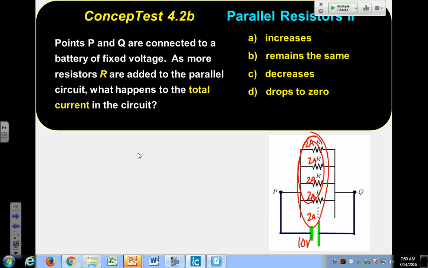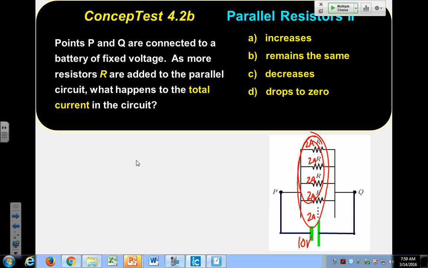If I add resistors in parallel, what happens to the equivalent resistance? Does it go up or down? It goes down, right? I'm giving those electrons more paths to travel through. So if the equivalent resistance goes down, that means the current goes up. V is IR. If R goes down, I goes up. So that's true here too. As I add resistors in parallel, the total current goes up. We'll see that this is true for our household circuits too, which are laid out in parallel.